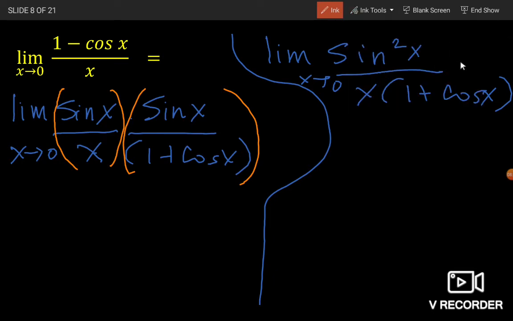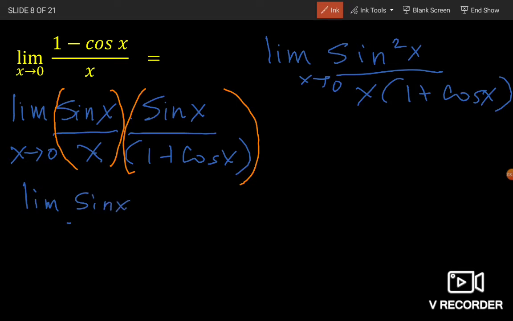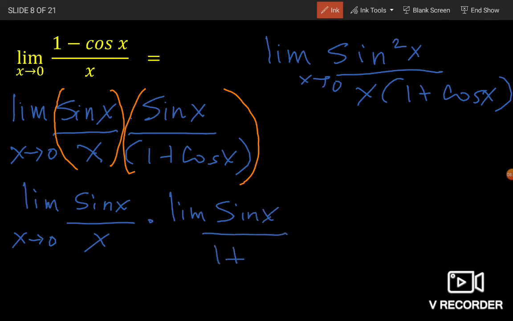Therefore, I can rewrite this now into, let me just erase this. I can now rewrite this into the limit of sine x over x as x approaches 0 multiplied by the limit of sine x divided by 1 plus cosine x as x approaches 0.